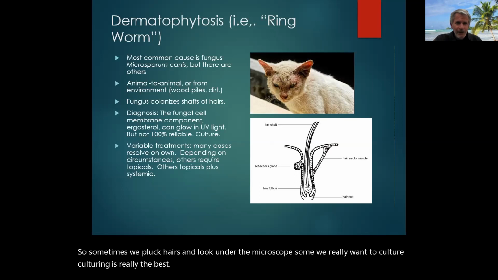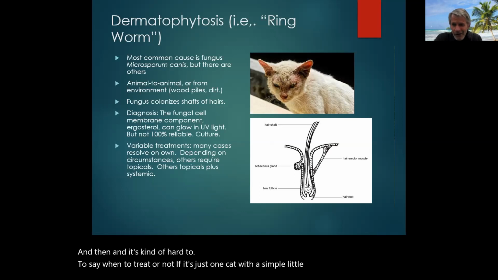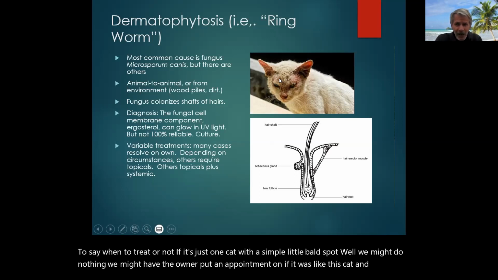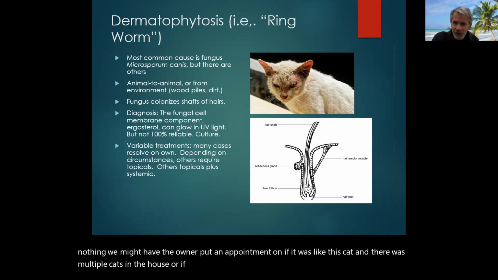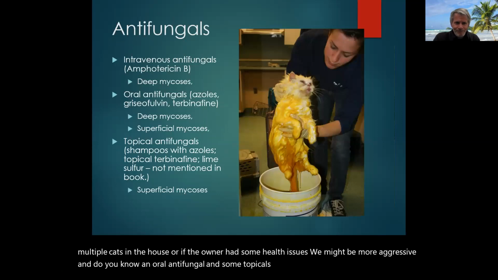And it's kind of hard to say when to treat or not. If it's just one cat with a simple little bald spot, well, we might do nothing. We might have the owner put an ointment on. If it was like this cat and there were multiple cats in the house, or if the owner had some health issues, we might be more aggressive and do an oral antifungal and some topicals. So we'll talk about that.